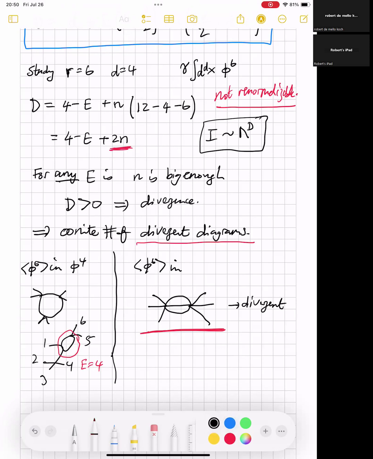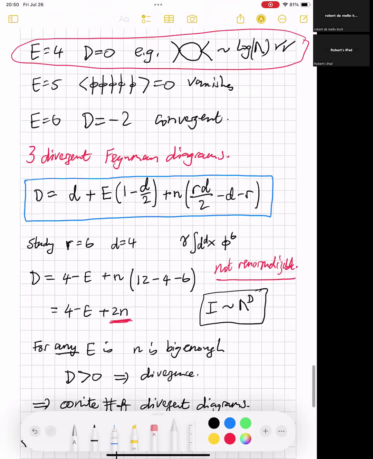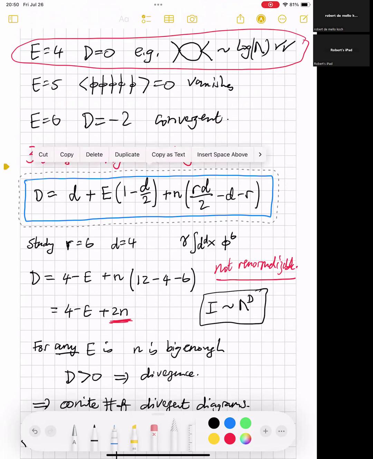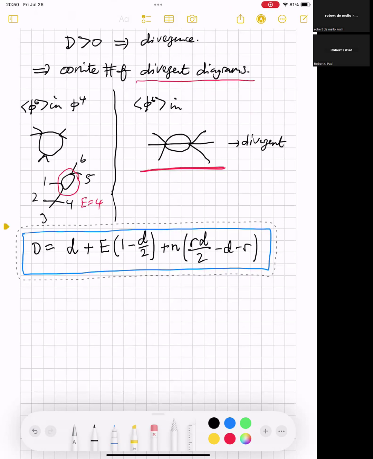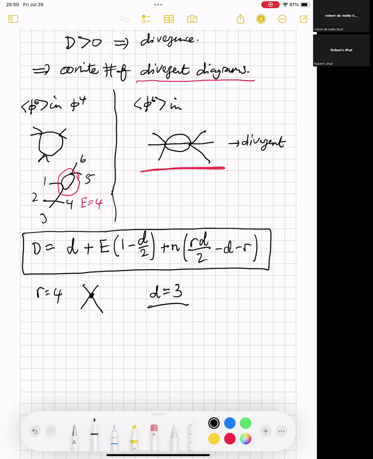Now, let's do one more example. This is our master formula, so let's get a copy of it. Let's say that we still study r is equal to 4. So that means we have something like a phi 4 theory, but let's put d is equal to 3, and let's see what happens now.